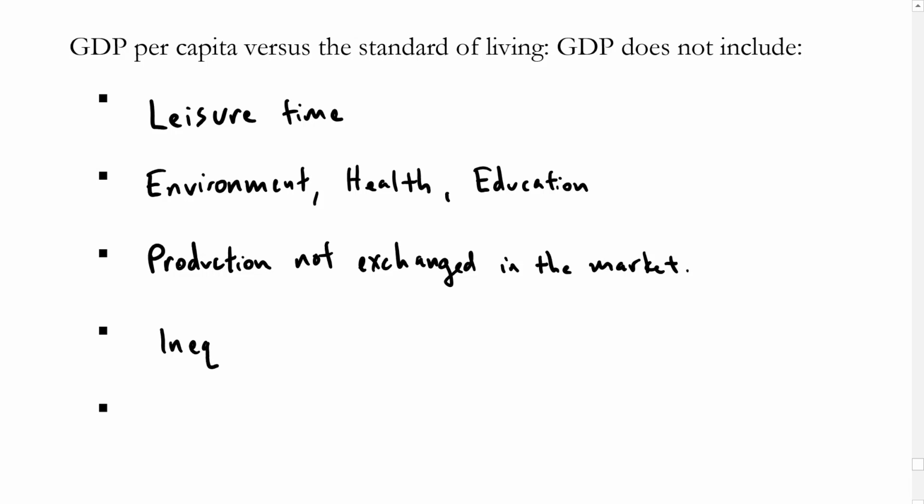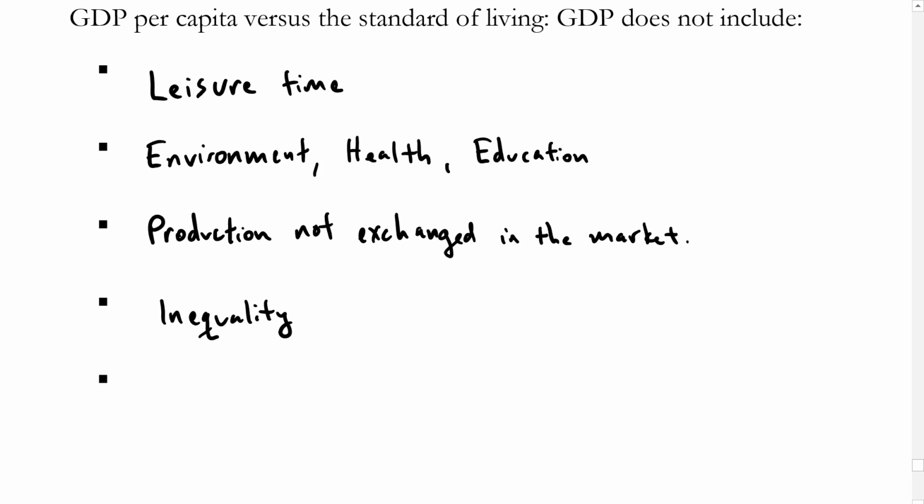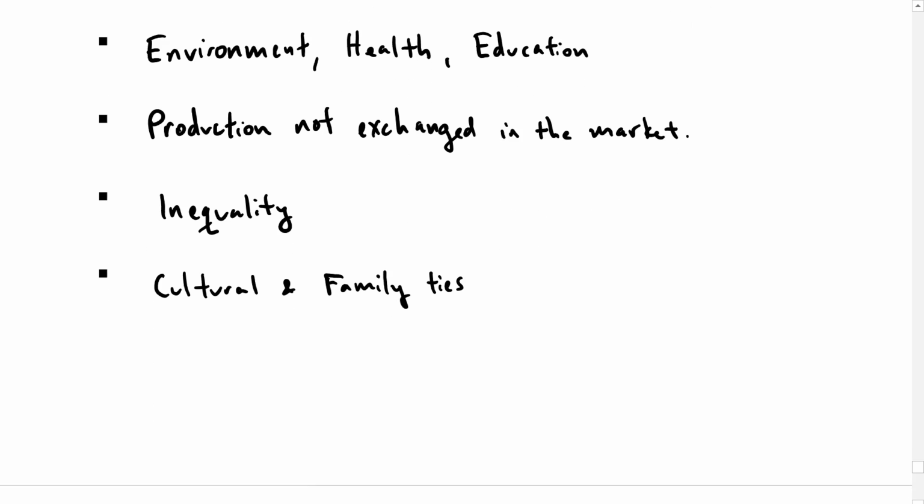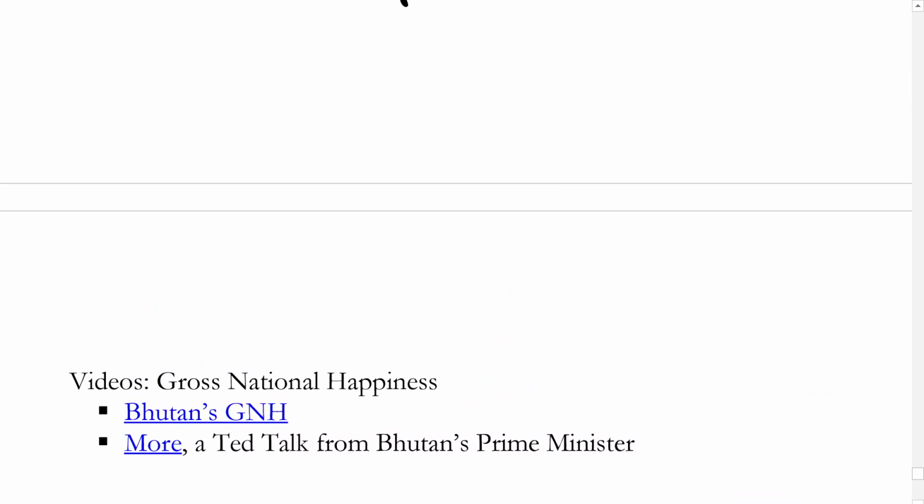Things like inequality, to the extent that that affects standard of living, and then cultural and family ties. Generally, being part of a community also increases standard of living. So GDP doesn't capture all of these things, and actually there are countries in the world who try to more directly measure this. One example is Bhutan. They have something called Gross National Happiness Index.